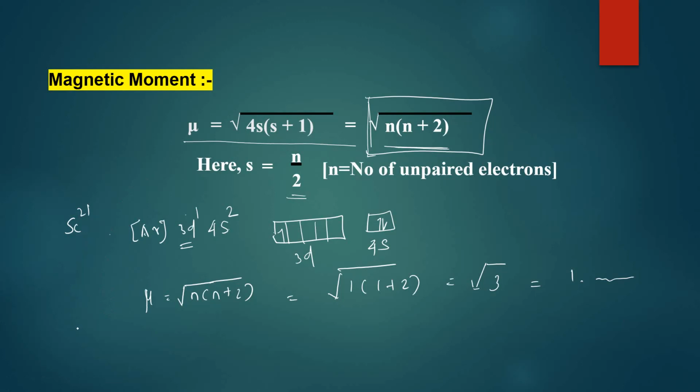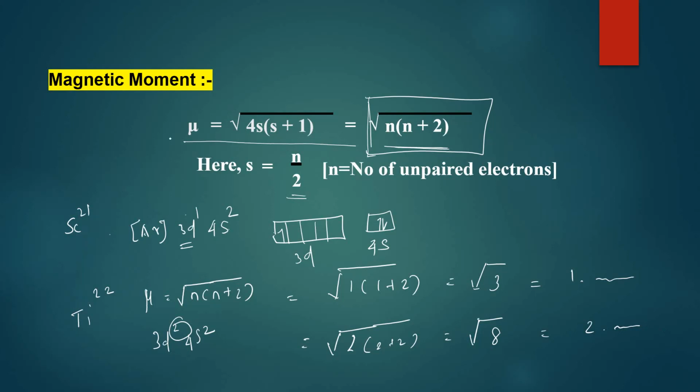The next element is titanium, 22. So it will be 3d2 4s2, and the number of unpaired electrons will be 2. So the value will be root of 2 into 2 plus 2, that is n into n plus 2. That is equal to 4 into 2, which is 8. The value will be root of 8, and that is approximately equal to 2 point something.